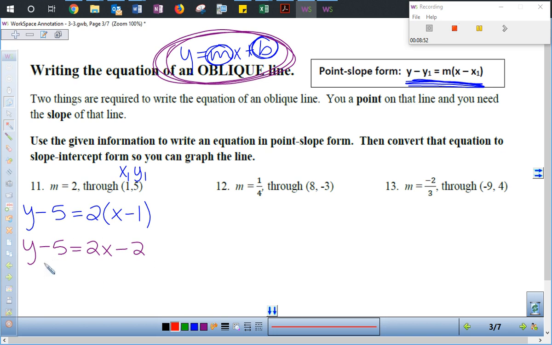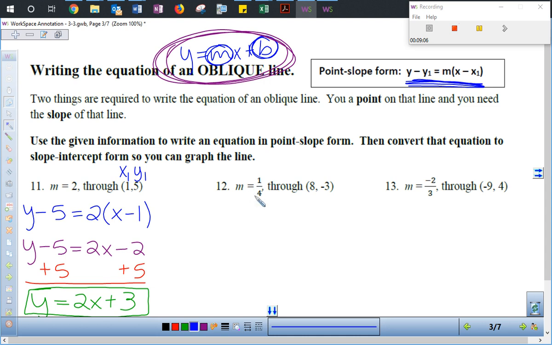Now, to get y by itself, I just need to add 5 to each side. And when I do that, I'm left with y equals 2x plus 3. Now that your y variable is all by itself, you're good to go. Box your answer.